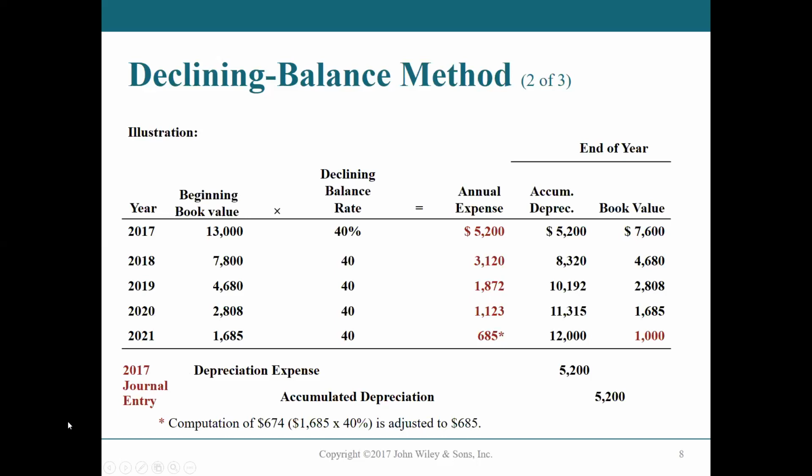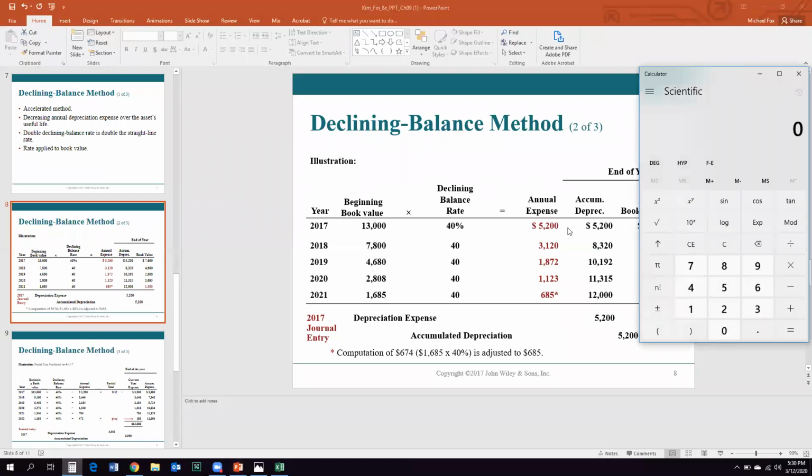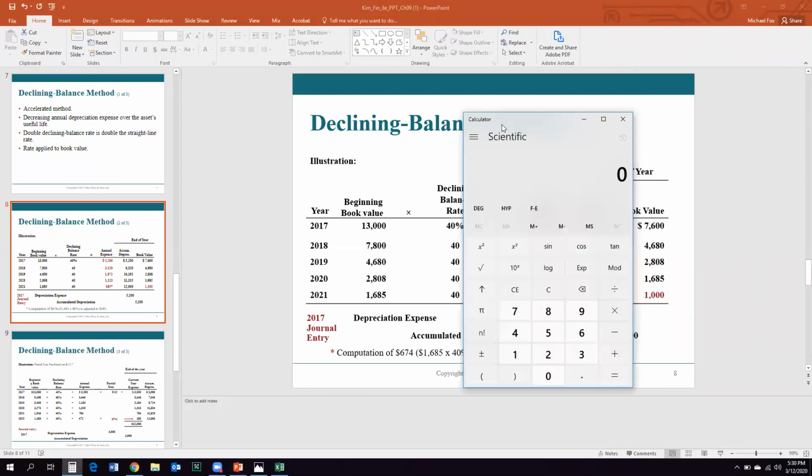So just to find your straight line rate, just take 1 divided by the number of years in the asset's useful life. So if I have an asset that has a 5-year useful life, I would just do 1 divided by 5, and I'd say the depreciation rate is 20% per year. If I have an asset with a 10-year useful life, I would just take 1 divided by 10, and I'd say the depreciation rate for that asset is 10% per year. So that's the straight line depreciation rate.